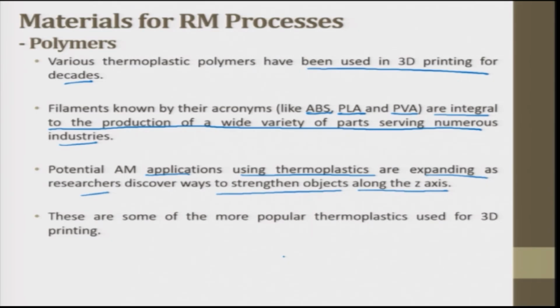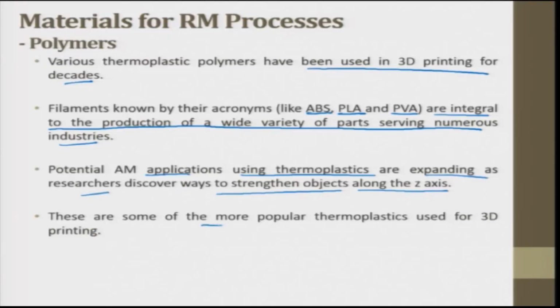Research into thermal welding techniques provides a way to provide the all important z axis strength, which is vital in products like load bearing parts or prosthetics. So in that case the z direction is very important, and polymers are very helpful. So these are some of the more popular thermoplastics used for 3D printing.